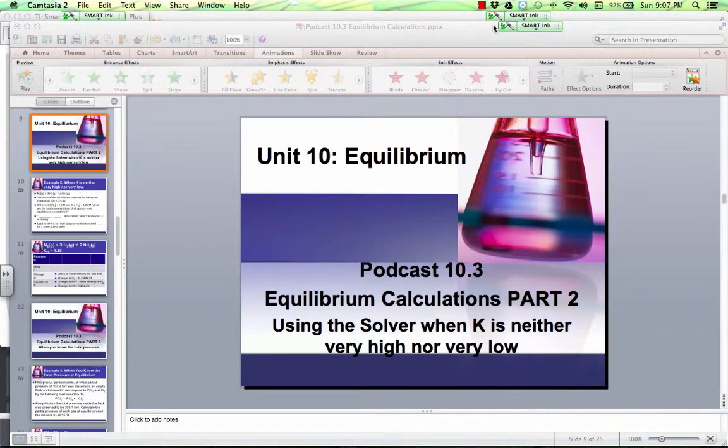Welcome back to AP Chemistry. We're still working on equilibrium. This time we're going to look at the type of calculation where K is neither very high nor very low. For this type of calculation, I like to use my solver. So let's get started here.